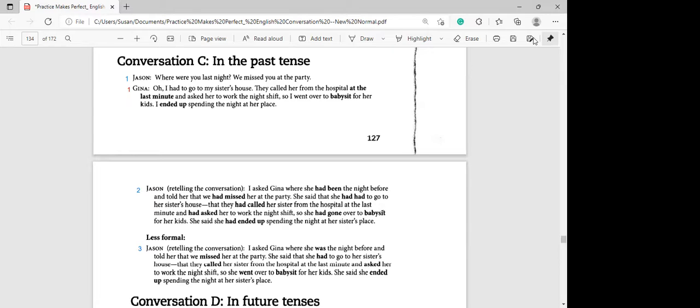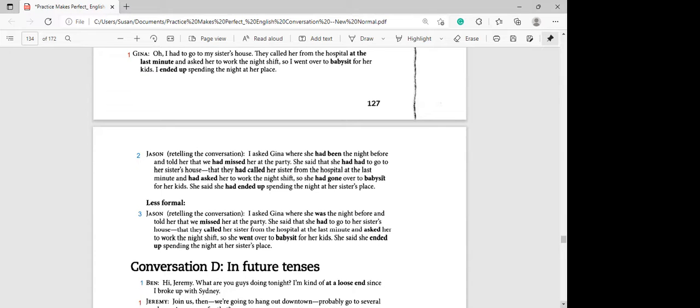I asked Tina where she was the night before and told her that we missed her at the party. She said that she had to go to her sister's house, that they called her sister from the hospital at the last minute and asked her to work the night shift. So she went over to babysit for her kids. She said she ended up spending the night at her sister's place.